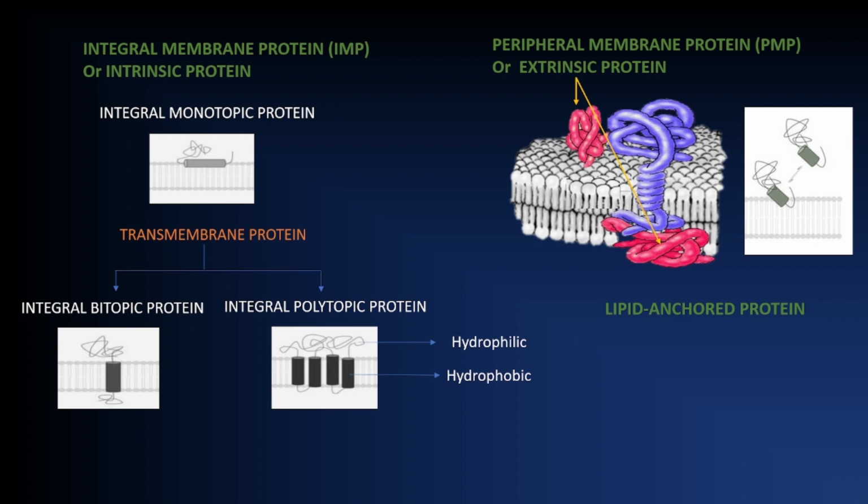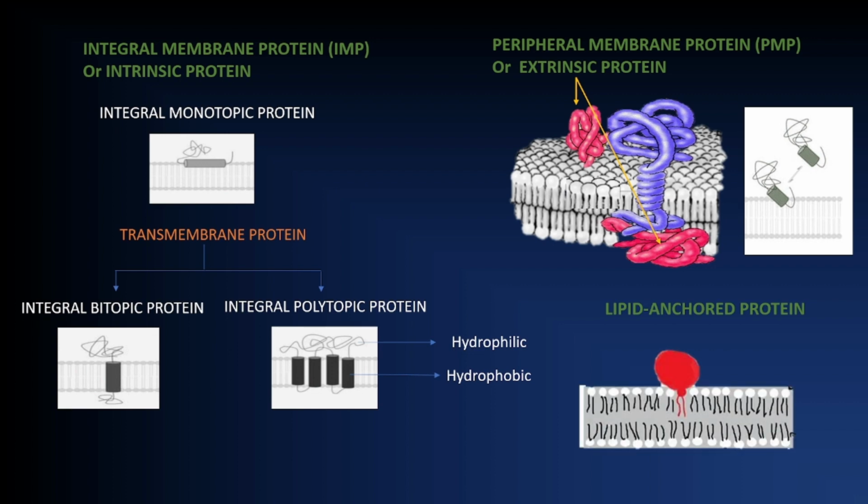Now let's discuss the lipid anchored proteins. They are located on the surface of the cell membrane, attached to the lipids embedded in the cell membrane. You may get confused between peripheral membrane proteins and lipid anchored proteins. The difference is that the peripheral membrane proteins get attached to the surface of the membrane and the lipid anchored proteins get attached to the lipid embedded into the membrane.